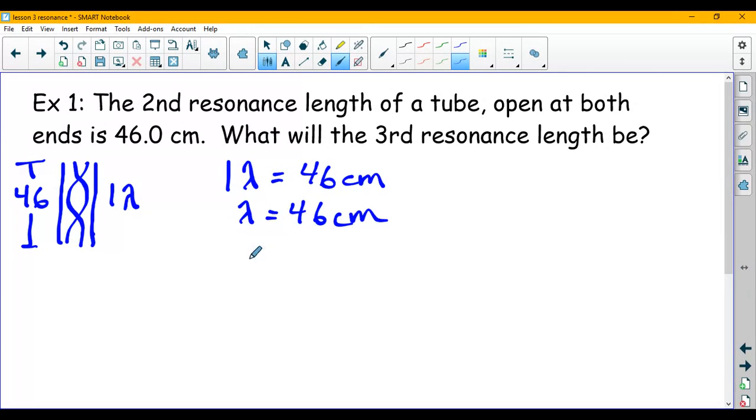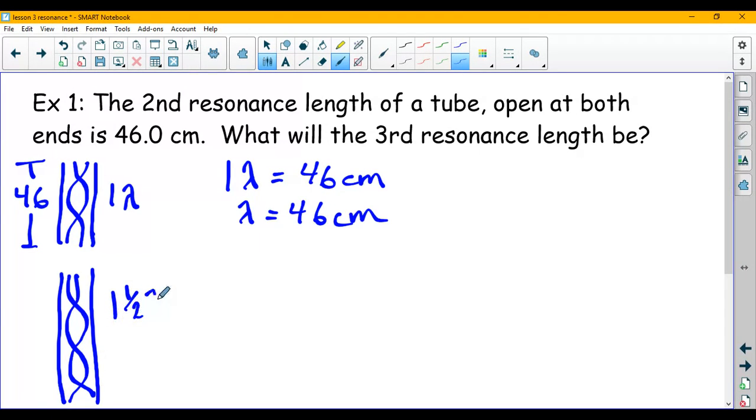Asked me then what would the third resonance length be. So I wouldn't be changing my frequency. I'm just making my tube longer. So when I make my tube longer, how much longer does it need to be to get to the next pattern? And this would be the next pattern. So my next pattern is, I add another half a wavelength, right? So then I get to 1.5 wavelengths long.